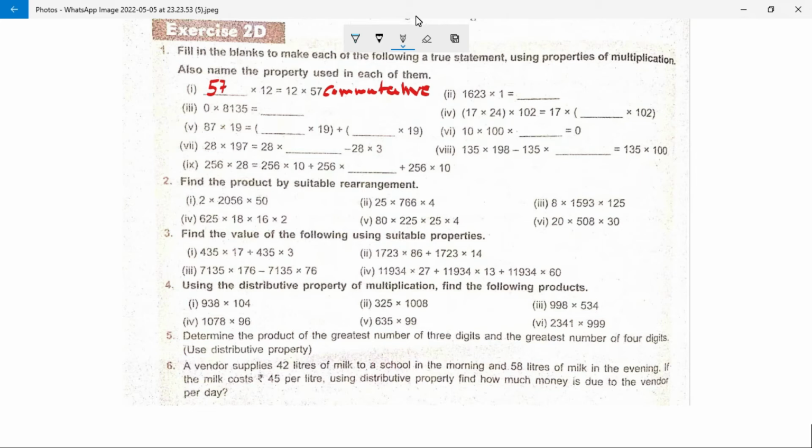Okay. In question number 2, 1623 into 1, so the answer will be 1 into 1623. This is known as the property of 1. Part 3, 0 into 8135, the answer will be 0. Which property is it? It is known as the property of 0.